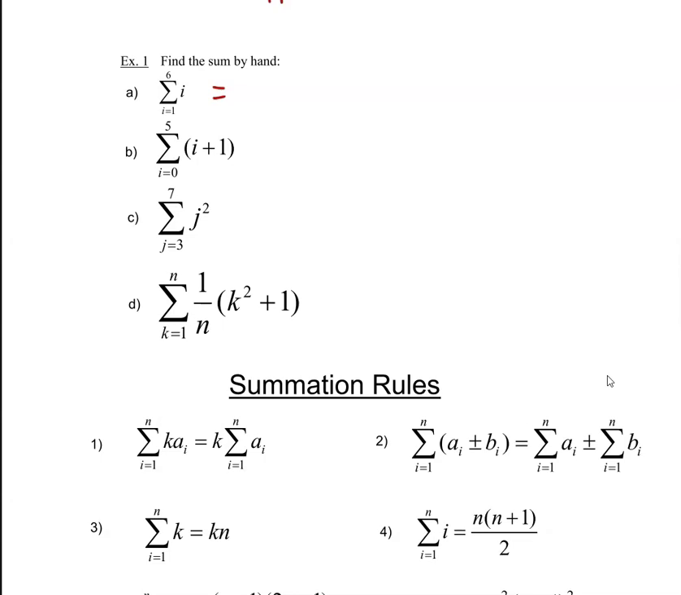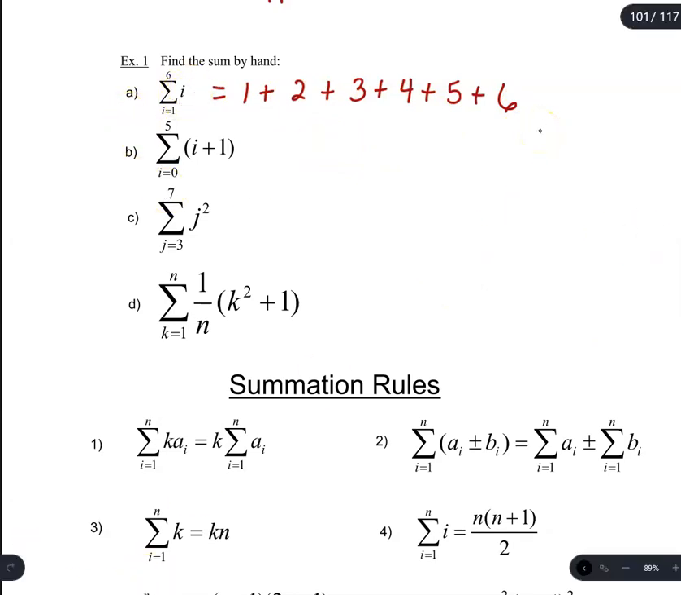So if i is the notation and i starts at 1, we're going to have 1 plus 2 plus 3 plus 4 plus 5 plus 6. And so this would be the sum of the first 6 terms for this particular sequence. And I stopped at 6 only because 6 was the upper limit. So they wanted me to go from 1 to 6, and I'm getting a sum of 21. Let's try the next example.